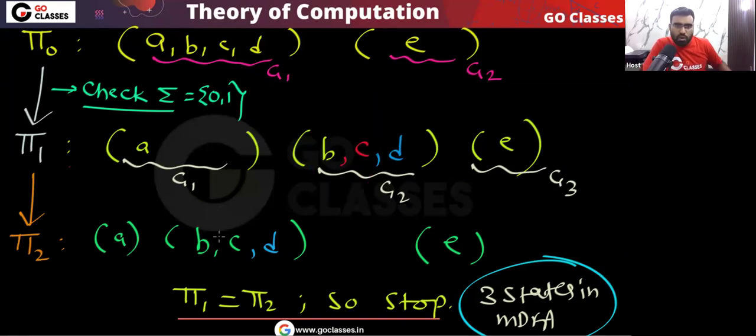Already BC is together. Now CD also will be together. So ultimately they will be together. Okay, now you can see pi 1 and pi 2 are the same, so you can stop. And finally, you will have 3 states.